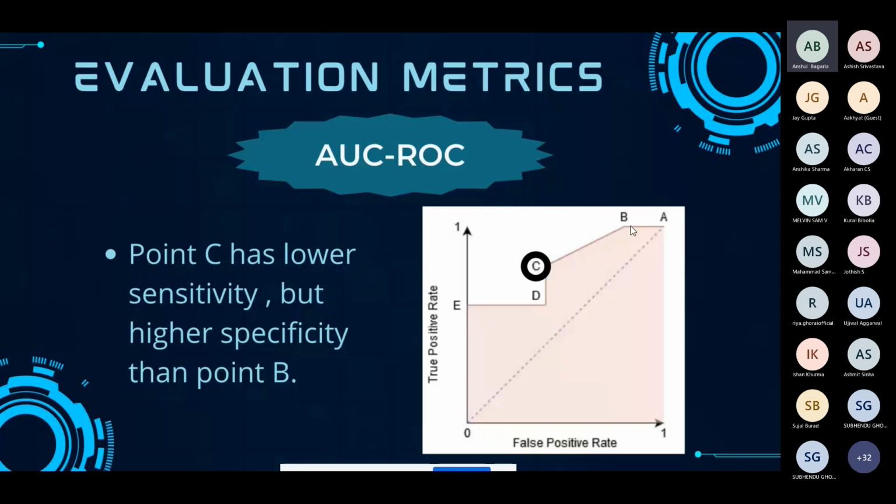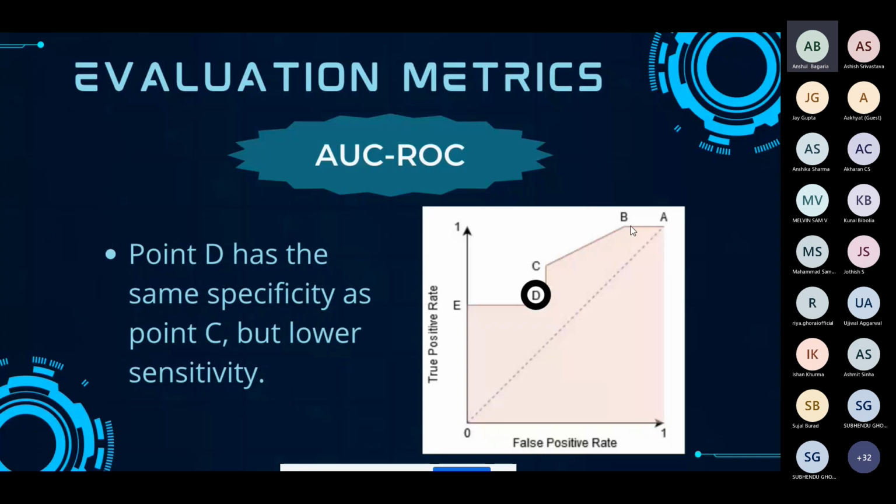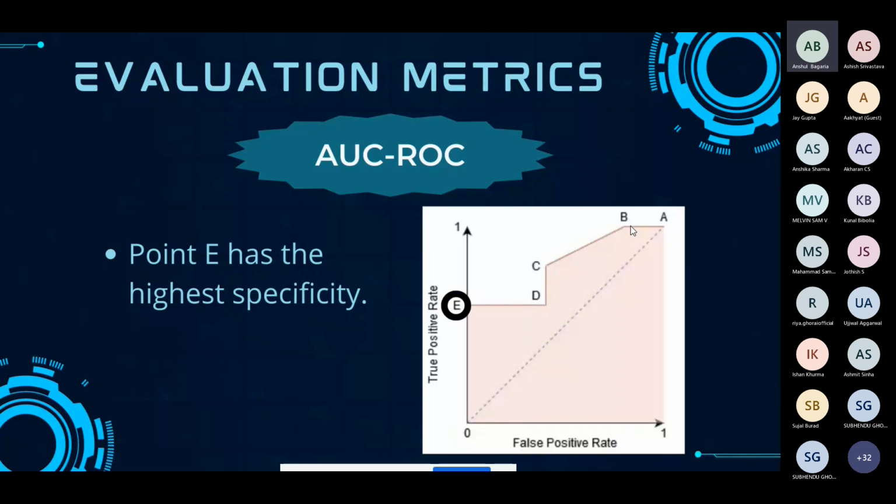have moved left. Then we have the point D. Point D, since we have just moved down and not moved left, the specificity remains the same, but sensitivity decreases. The point T has the highest specificity because here along the x-axis we are at 0. And as I told, the more we move towards the left until 0, the more we are increasing the specificity. And since from D to E we have not moved down or up, its sensitivity remains the same.